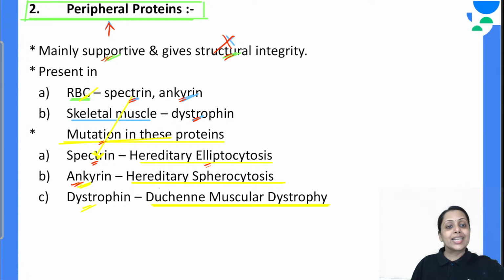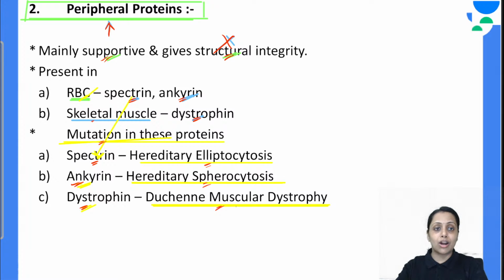That is, structural integrity of RBC will be hampered in this situation, and it is going to lead to hereditary spherocytosis. Dystrophin mutation is going to lead to the structural integrity being hampered in skeletal muscle, and that is going to lead to Duchenne muscular dystrophy.